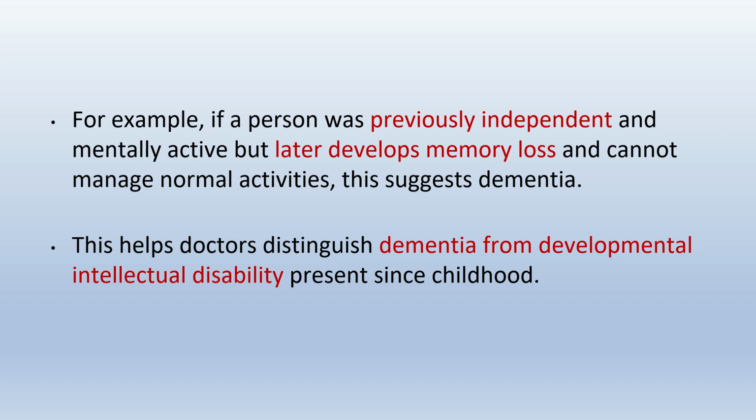For example, if a person was previously independent and mentally active, but later develops memory loss and cannot manage normal activities, this suggests that there is dementia. This helps the doctor to distinguish dementia from developmental intellectual disability, which will be present since childhood.